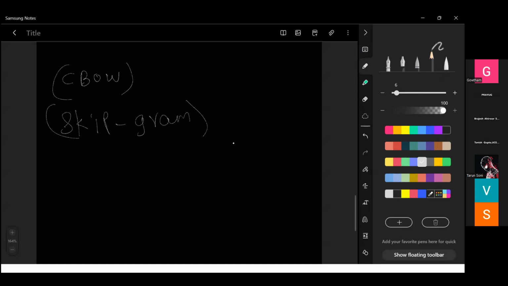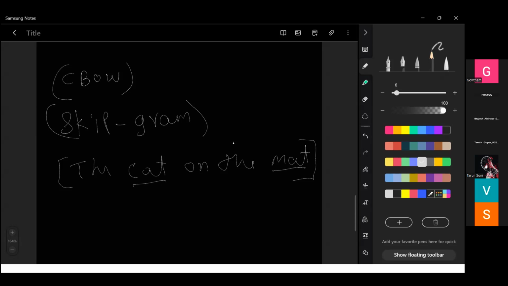So if you ask how word2vec works internally, words appearing in similar contexts have similar meanings. For example, let's take one example: the cat sat on the mat. Suppose this is a sentence. If we train word2vec on this sentence, it will learn that cat and mat appear in a similar context.